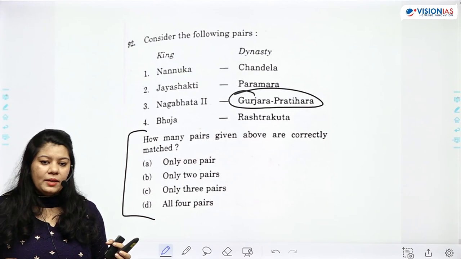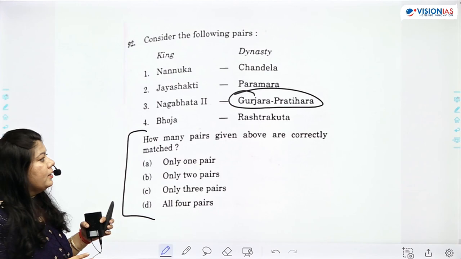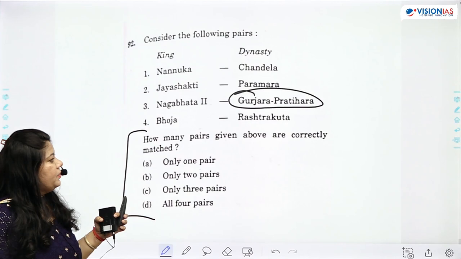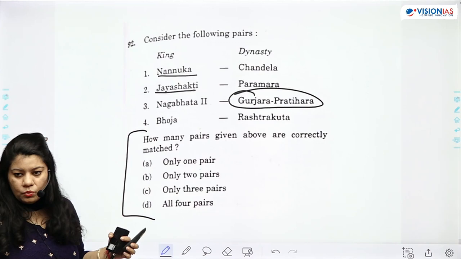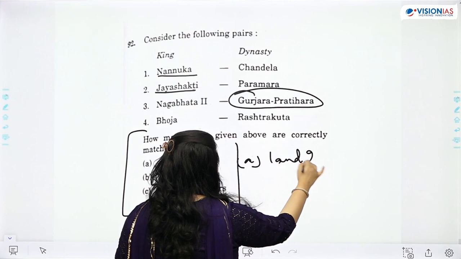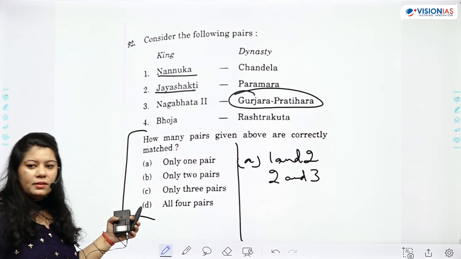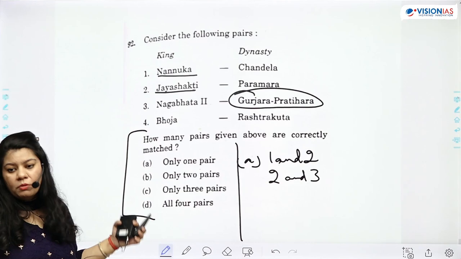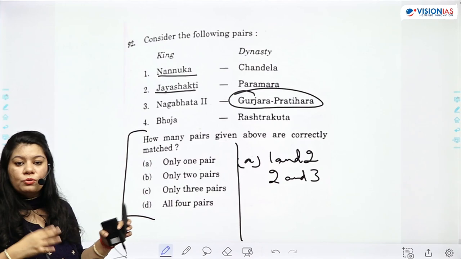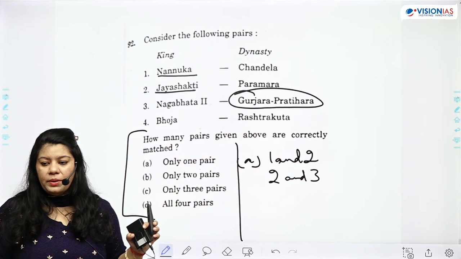Even if someone knew that Nagbhat II and Bhoja were kings belonging to the Gujar Pratihar dynasty, Nanuk and Jay Shakti were unknown. If UPSC had followed a regular pattern of options, it would have given you some scope to eliminate. But here they are asking whether only one pair is matched, only three pairs are matched, or all four pairs are matched, right? So this is increasing the difficulty level. Again, in the real-time examination, this was not a question to attempt, right?